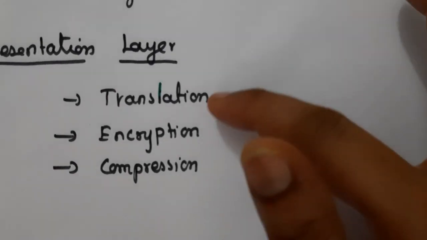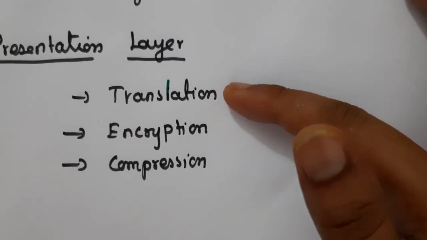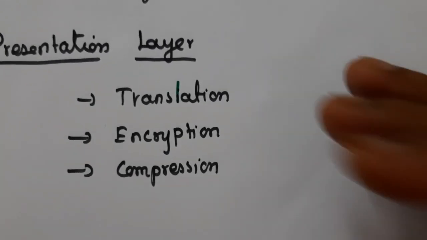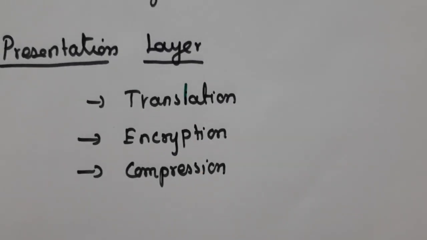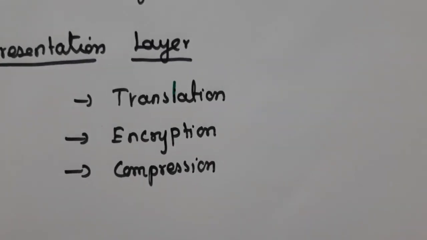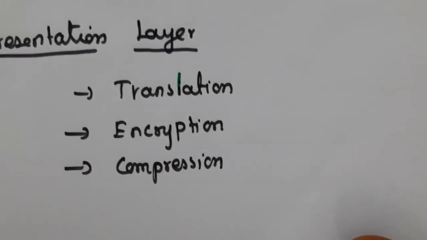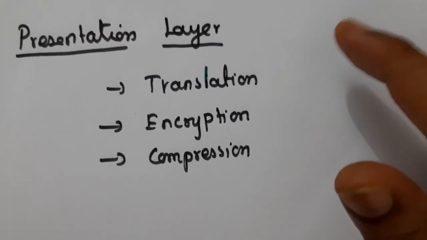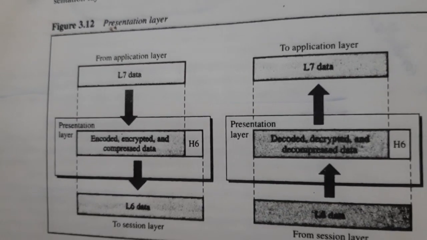And the next layer is presentation layer. The first function of presentation layer is translation. Different devices communicate with each other, and each device can use a different type of encoding. So here the translation happens, so we can communicate properly. Next one is encryption and compression. So these are the functions of presentation layer.